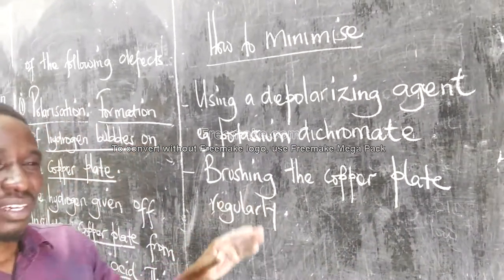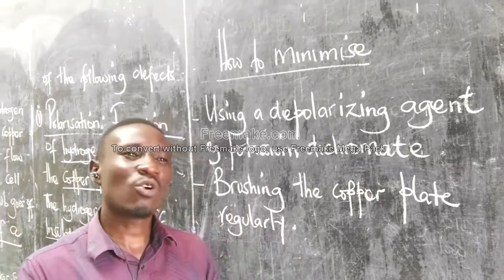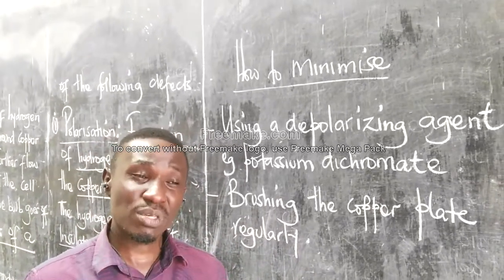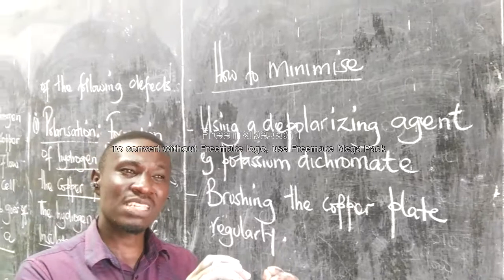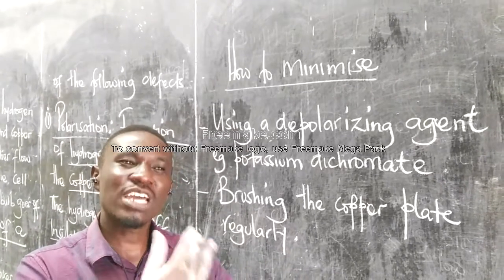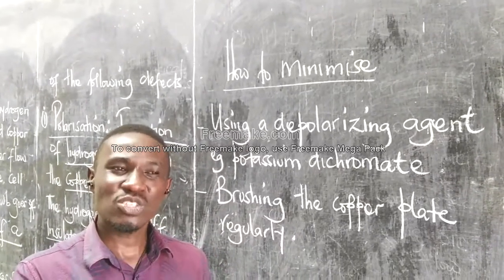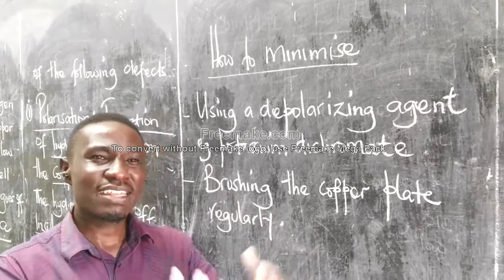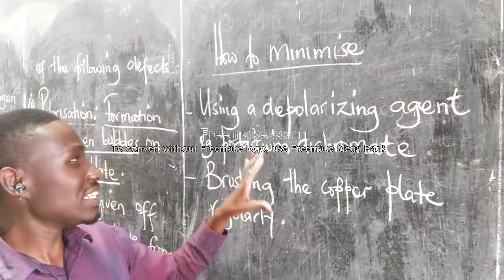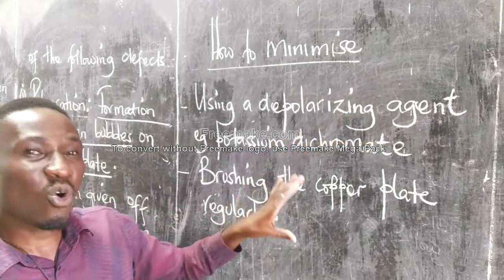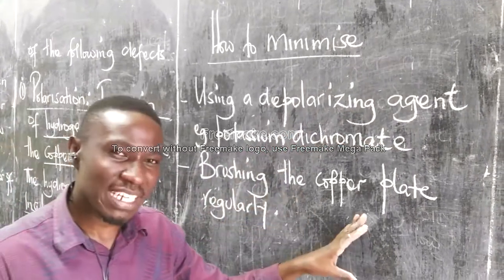Then two, you brush the copper rod quite regularly. Because remember, once the hydrogen bubbles are formed there, they create stains. So if you don't brush them regularly, that means it won't work. So we are saying you can use a depolarizing agent or you brush the copper plate regularly.